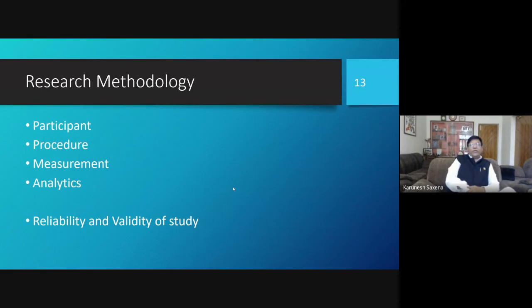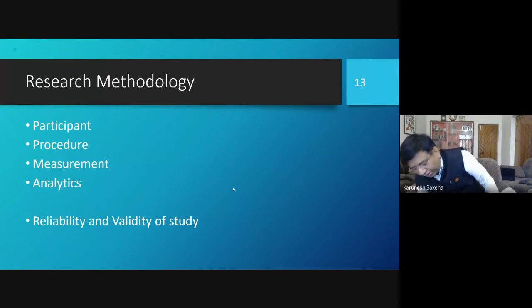That means what kind of universe we are talking about, what kind of relevant population we are talking about, and what kind of sample this will consist of, which participants and all. What will be the procedure for sampling, so the sampling method and all those things. What will be the procedure for data collection, in terms of whether you are developing a questionnaire or an instrument. That could be in the form of measurement scales and all.